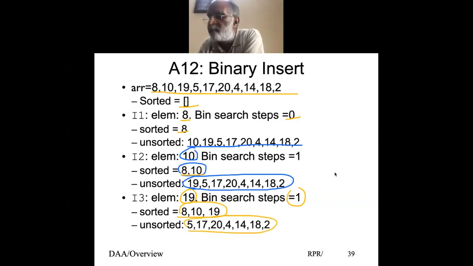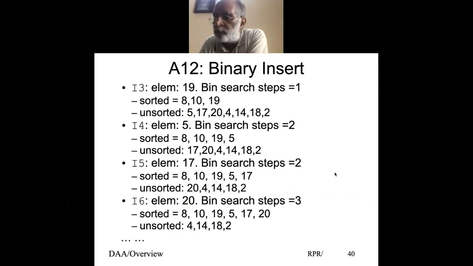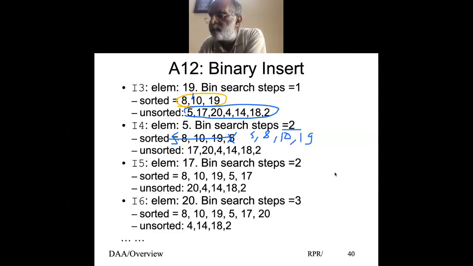Next, I'll proceed with 5. So this is my sorted array, and this is my unsorted array. I take element 5, do a binary search, it will come here, then come here. I do two comparisons in binary search, insert 5. Sorry, the sorted array would become, this is wrong here, it should come here, my typo. So this should be 5, 8, 10, and 19. And this is my unsorted array. Next, I take the element 17. Again, I think I made a mess. I made a copy-paste error. So this 5 should come here.